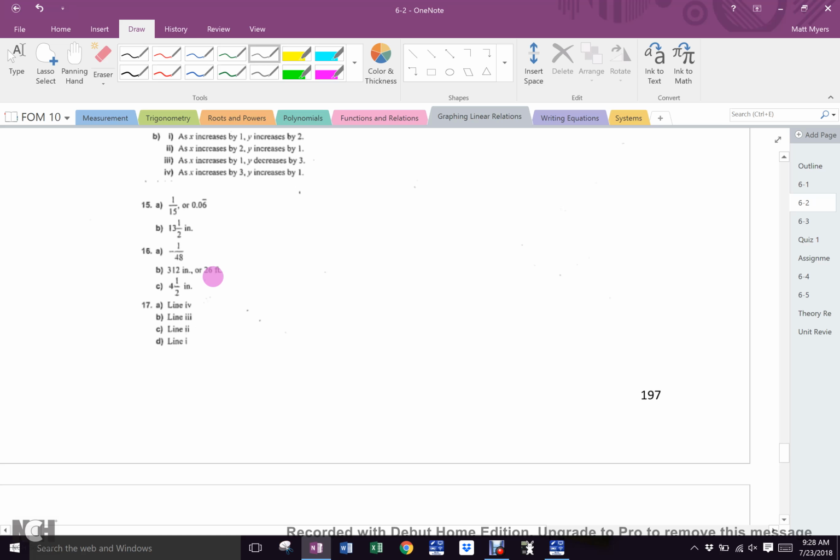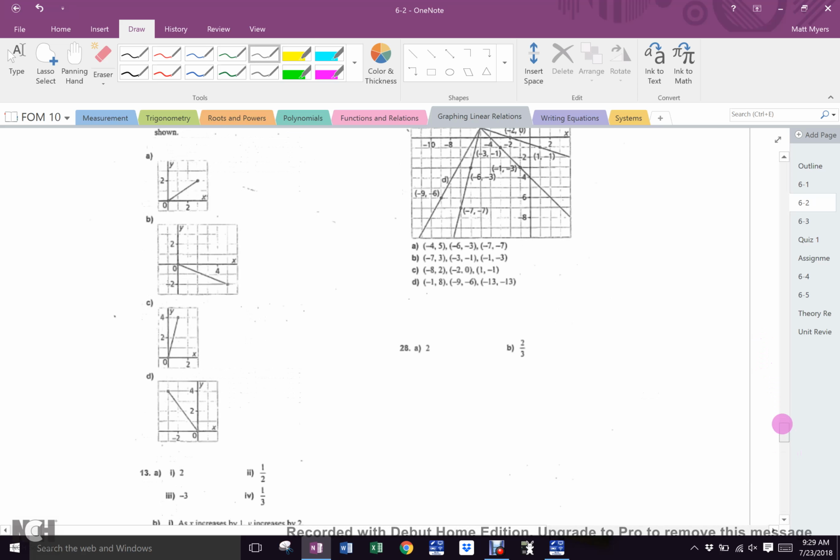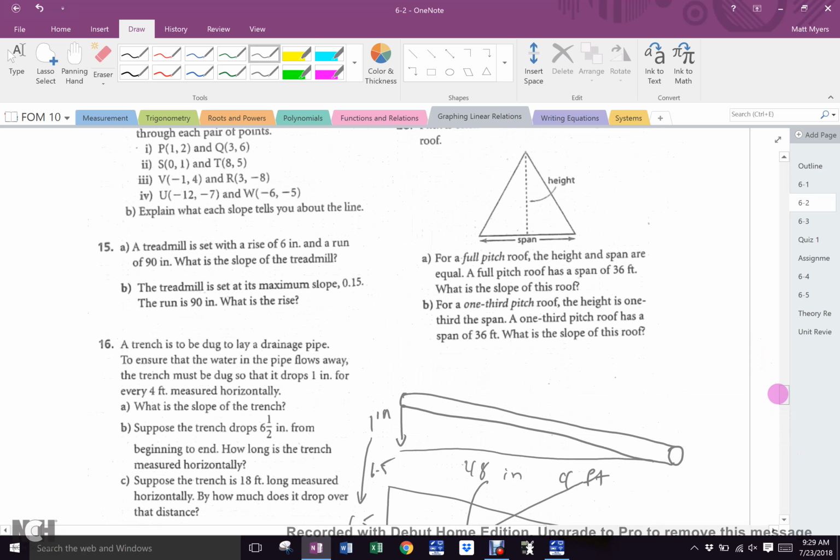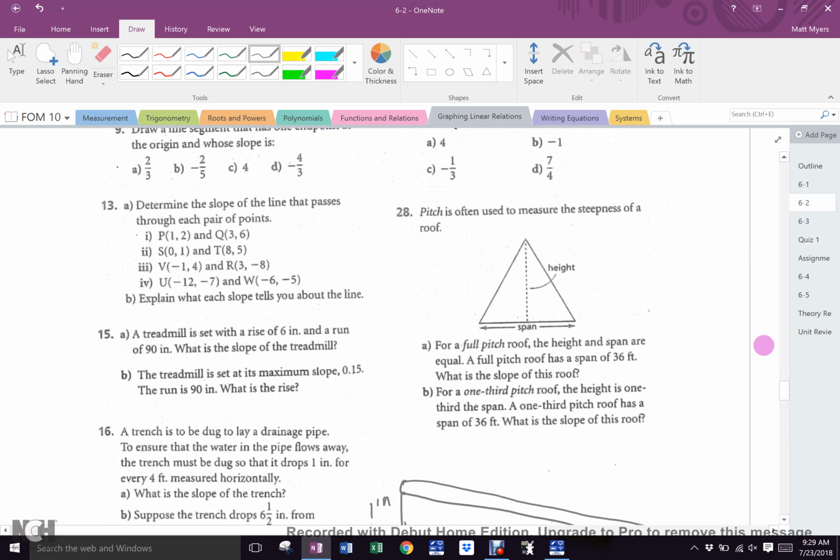All right. Anything else? Going once? Going twice? What? 13A. Why do you always wait till I get to going twice, Jimmy? 15A. Okay, well, really? Rise, run. What's the slope? 6 over 90. Done.